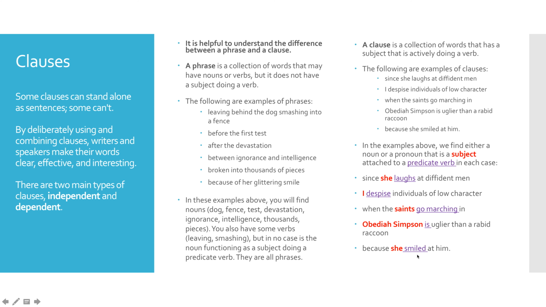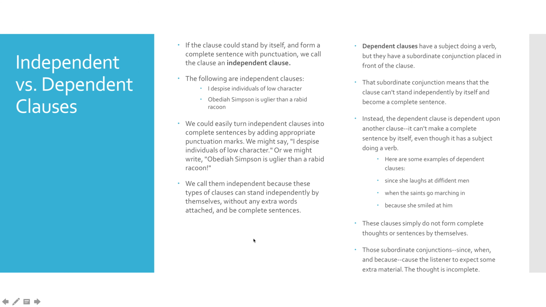Because she smiled at him. She being the subject, smiled being the predicate verb. So you see here, we have verbs and we have subjects doing those verbs. So that's what makes it a clause, not to be confused with phrase. All right, so now we're going into just clauses. We definitely figured out the difference between the phrase and the clause.